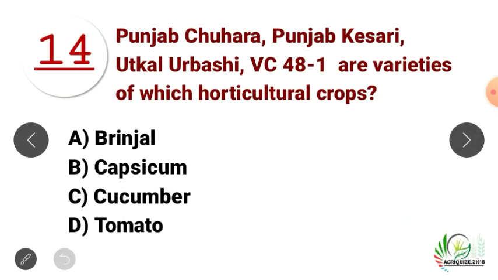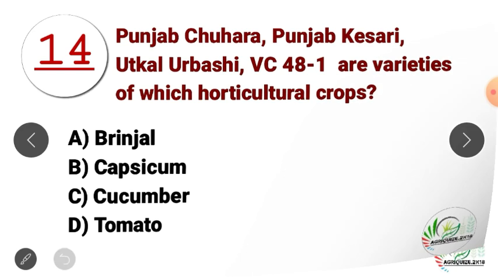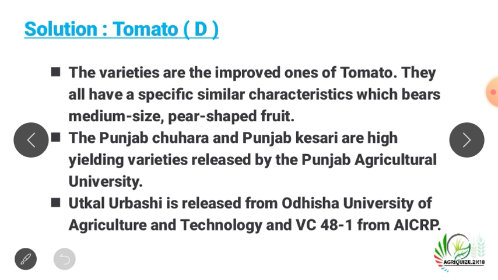Question 14. Punjab Chohara, Punjab Kesari, Utkal Urbashi, VC481 are varieties of which horticultural crop? Option D is correct. These are varieties of tomato. Punjab Chohara and Punjab Kesari are high yielding varieties of tomato released by Punjab Agricultural University. Also, Utkal Urbashi is released from Odisha University of Agriculture and Technology.